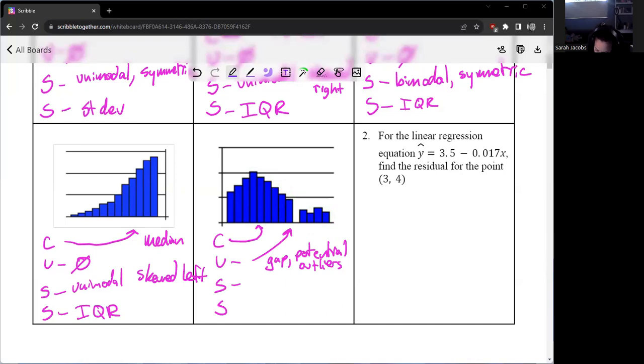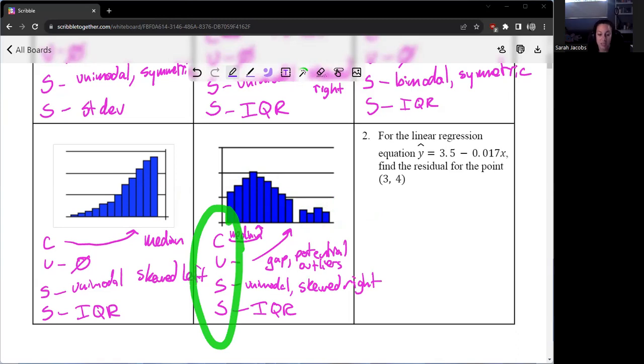The shape, I would still call this unimodal because there seems to be one real peak here. This isn't creating a new peak over here. It's just kind of a group of values over there. So I'm going to say unimodal, and this is still skewed right. And then the spread, I would probably use IQR, and I'm probably going to use median for my center again. Okay, so every single time you're describing a distribution, write down CUS and remember to be as specific as possible.